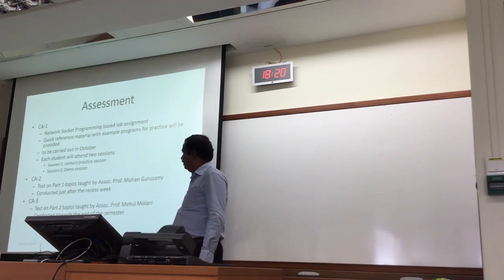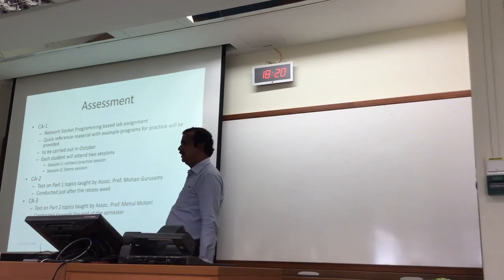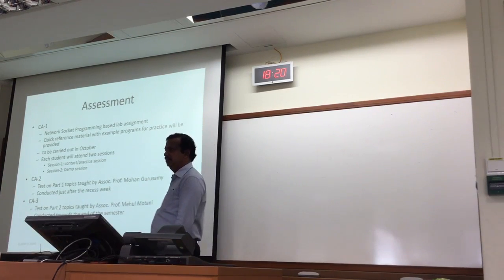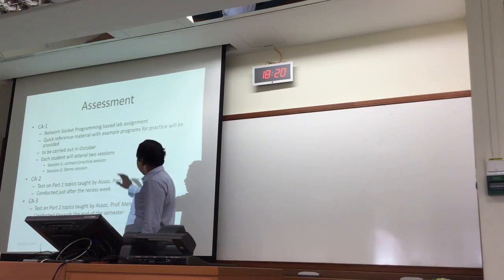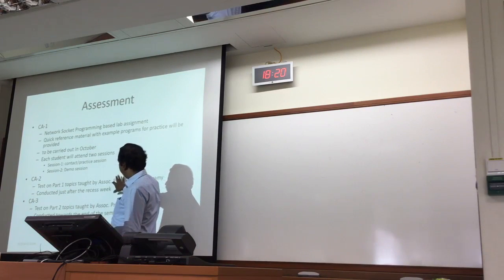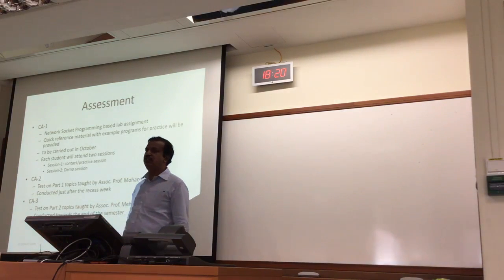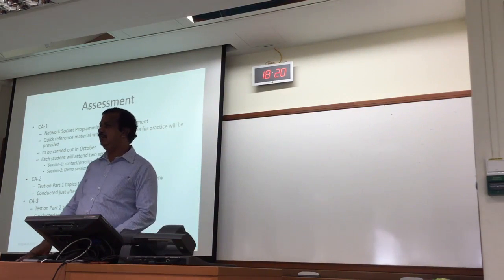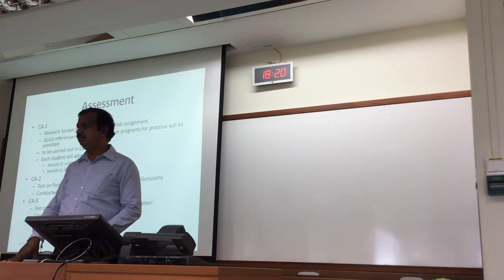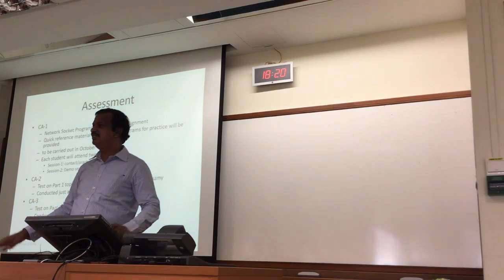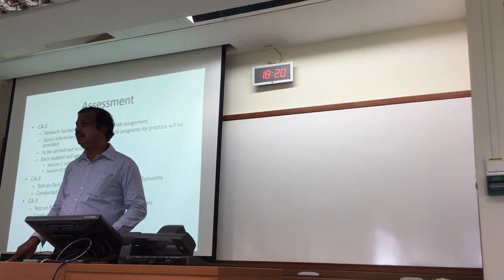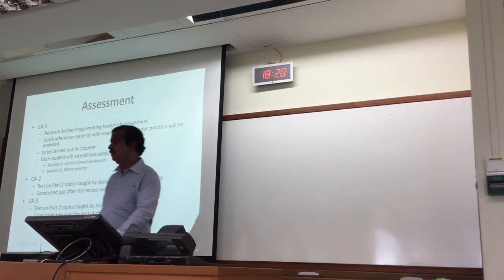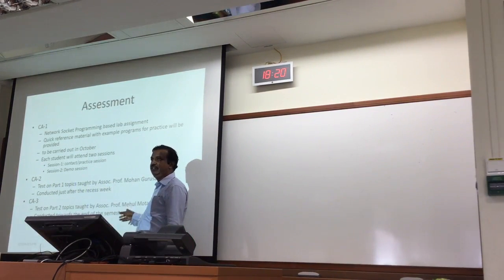Similarly, there's another test on part 2. That test will be conducted at the end, maybe the last week of your lecture, or maybe week 12. The marks are 20, 15, 15. So in total 50 marks for CA, 50 marks for final exam. Any questions? So CA2 and CA3 are 15 each, and in total it is 50.